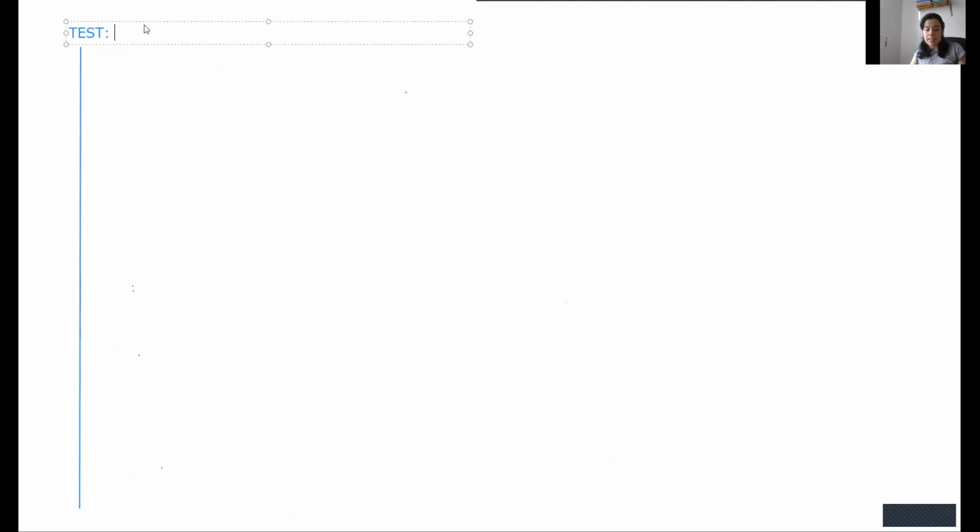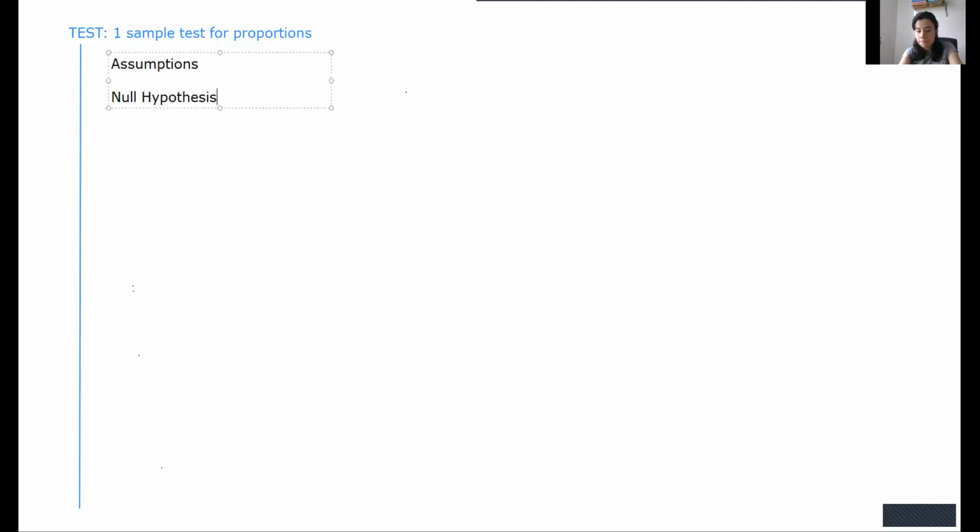The next test is what we call a one sample test for proportions. And in the same way as for all other tests, we have to have some assumptions. We're going to have to formulate our null hypothesis. And we're going to have to formulate the test statistic.